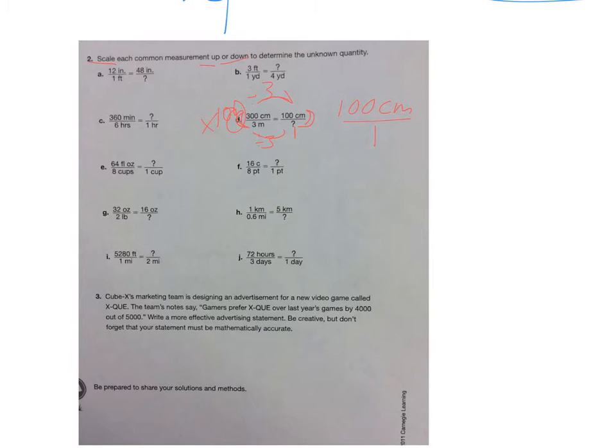Or say we're at this one, 16 cups to 8 pints. Well, 8 times 2, so it's 2 times greater. So then 1 pint times 2 would be 2 cups. So this also works, 8 divided by 8, scaling it down, and 16 divided by 8, it's still going to equal 2 cups over 1 pint.